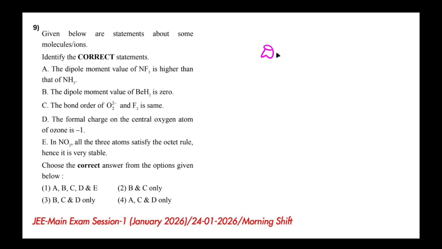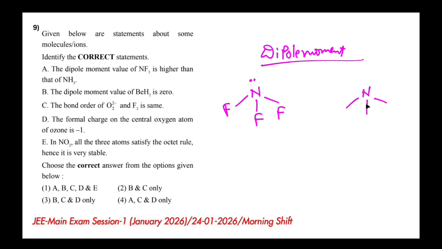First we will discuss dipole moment, in the NH3 molecule and the NF3 molecule. Generally, the dipole moment of a molecule depends on two things, the bond dipole and the lone pair dipole. If both are in the same direction, the dipole moment is more. If both are in opposite directions, the dipole moment is less.